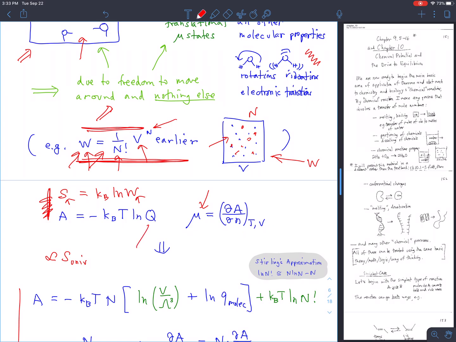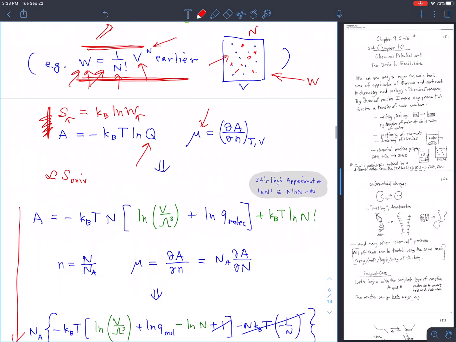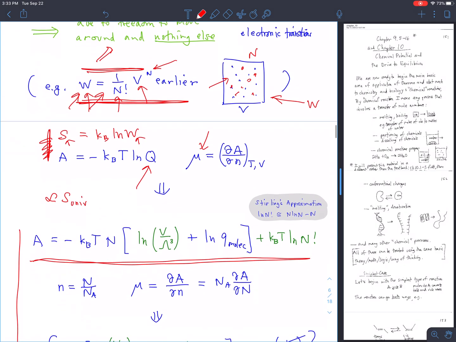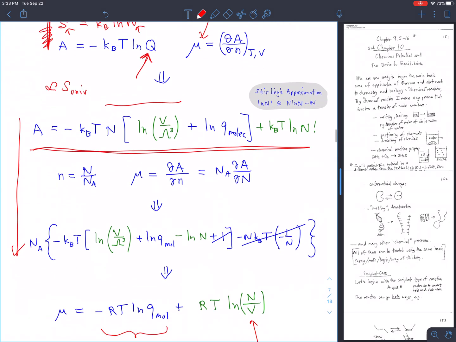I'm plugging it in right there. I'm doing a little bit of algebra, and that gives me this. So believe it or not, all of this came from plugging that expression for Q in there and then taking logs and doing a little bit of algebra.